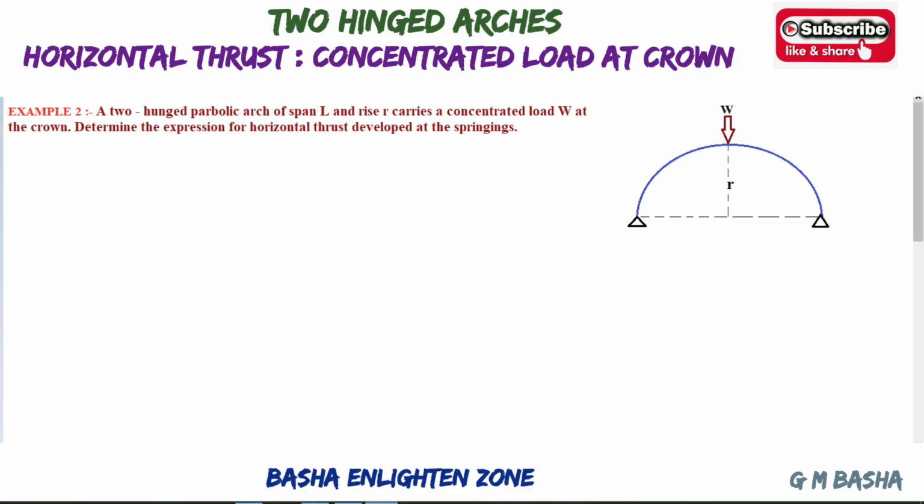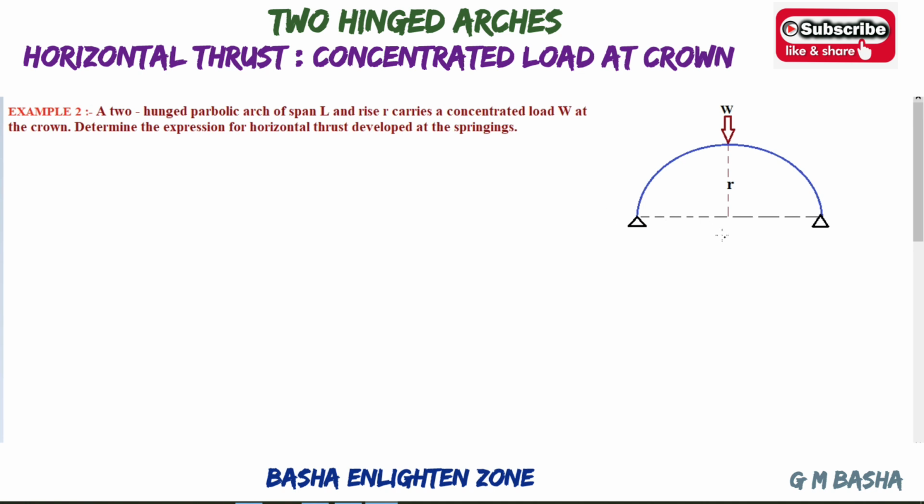Friends, in this lecture I would like to explain another example based on the two-hinged arches. That is, a two-hinged parabolic arch of span L and a rise R carries a concentrated load W at the crown. Determine the expression for horizontal thrust developed at the springings.